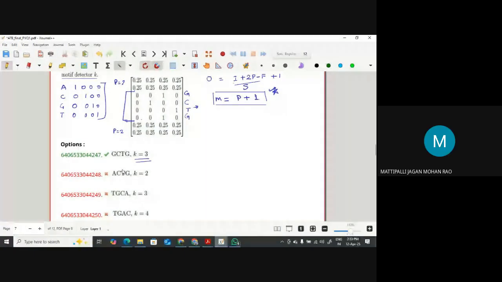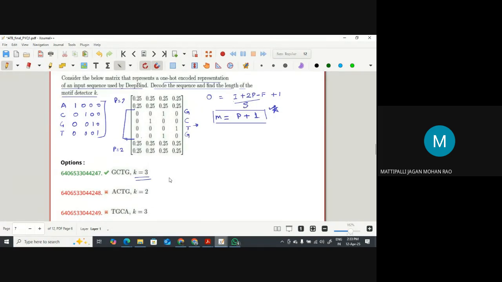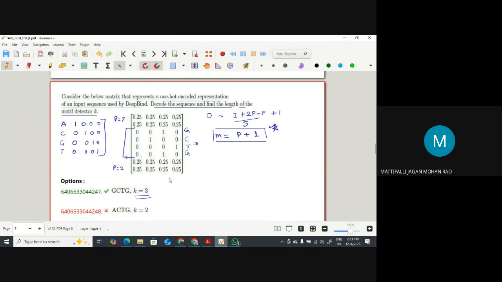Actually, one more thing I just want to interrupt. Motif length and motif detector length are both the same? Motif length, basically, it is k-mer length, right? Yes. But here they are using motif detector length. Detector is supposed to be less than motif.